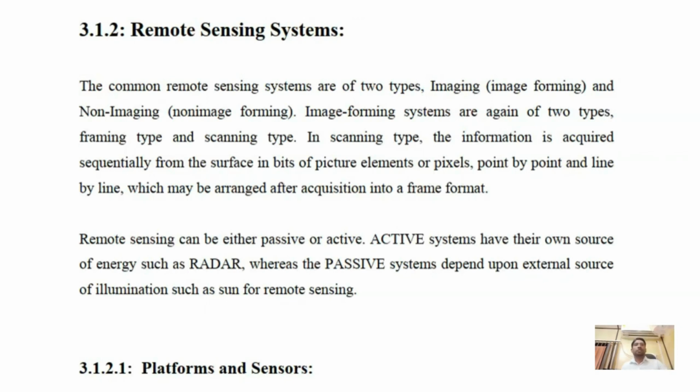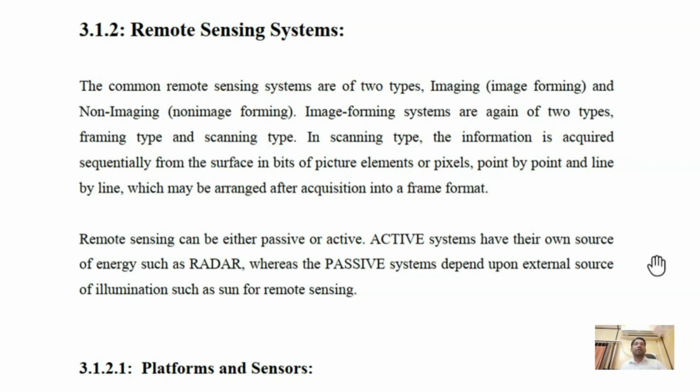Remote sensing systems. The common remote sensing systems are of two types, imaging and non-imaging. Image forming systems are again of two types, framing type and scanning type. In scanning type, the information is acquired sequentially from the surface in bits of picture elements or pixels, point by point and line by line, which may be arranged after acquisition into a frame format.